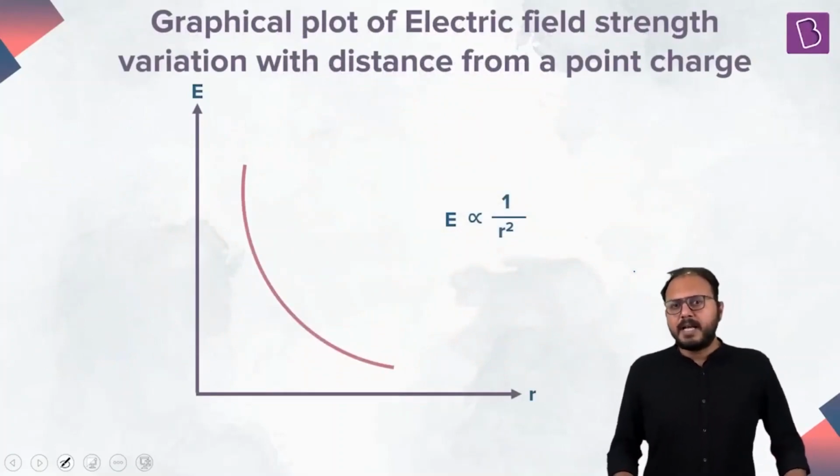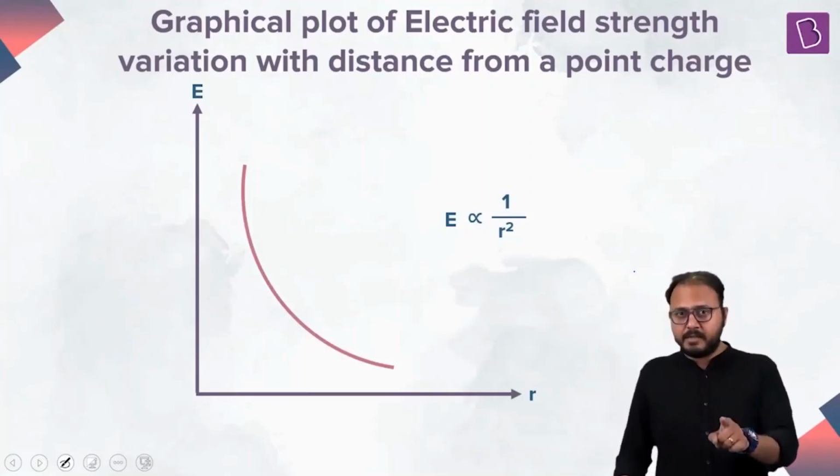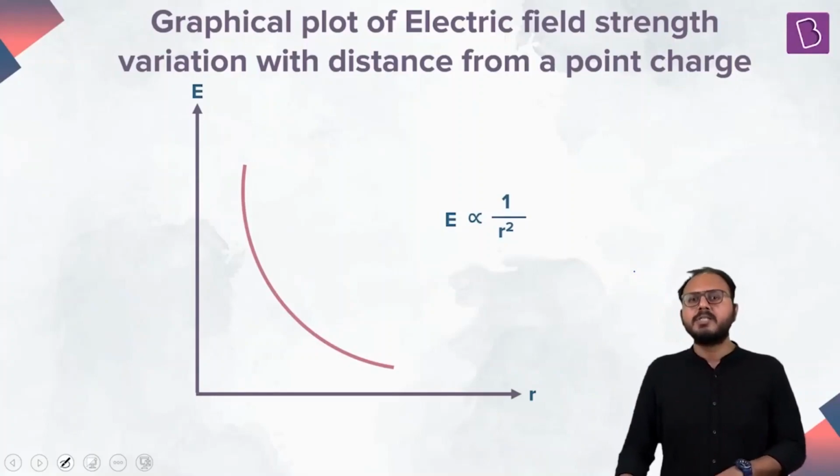1 upon 4 pi epsilon q by r square. That means the mathematical variation of electric field strength with r distance is inverse square law.